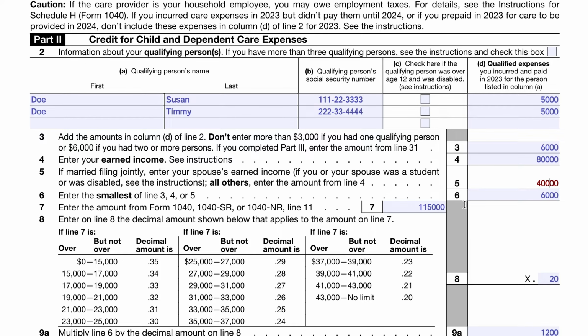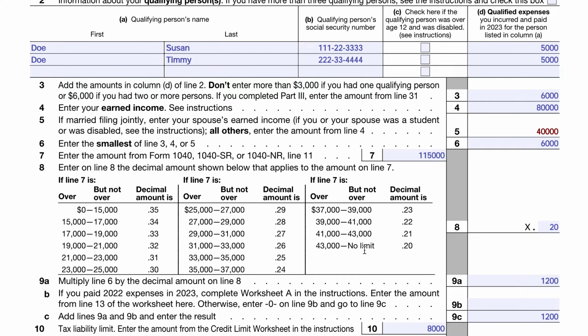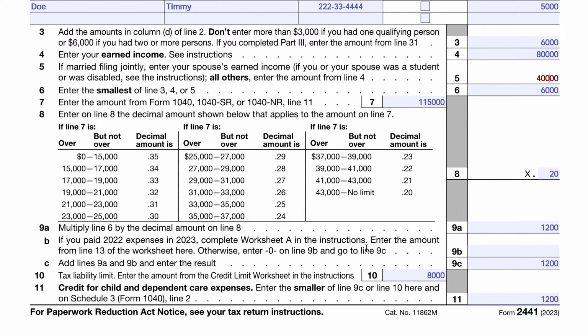In line 7, we're going to enter the line 11 amount from your tax return. This is adjusted gross income. In this case, let's just say that's $115,000. In line 8, we find the decimal amount that applies to this line 7 amount, which in this case is 20%. So we'll put that number in here, and then we'll multiply line 6 by that line 8 amount, and we arrive at $1,200. This is the maximum possible credit that we could claim, but we do need to walk through some additional steps.